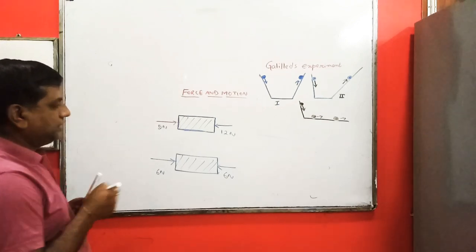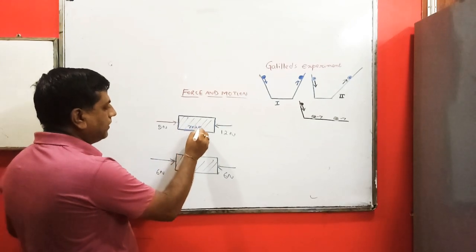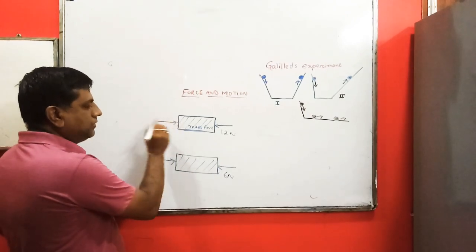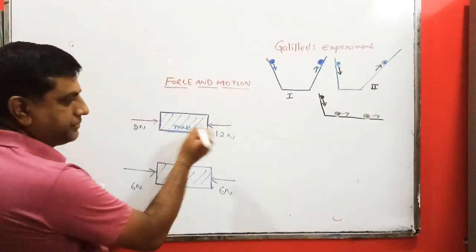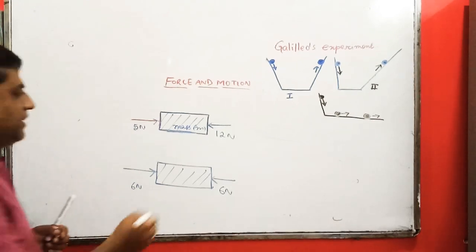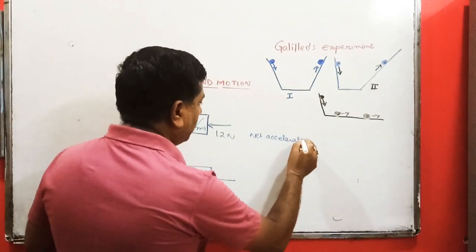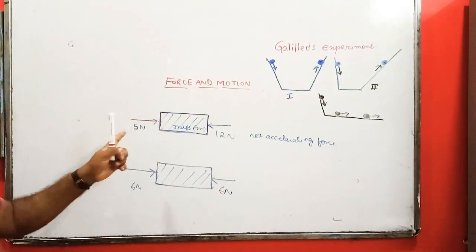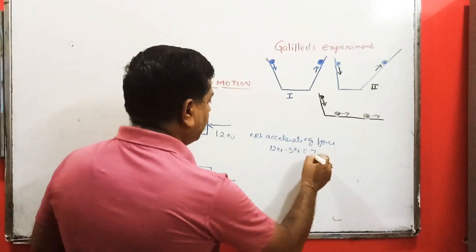Now suppose I have taken a body of mass M, and you are applying a force of 5 Newton towards the right direction, and 12 Newton towards the left direction. So what is the net accelerating force? Net accelerating force: 12 Newton and 5 Newton. How much? 7 Newton.